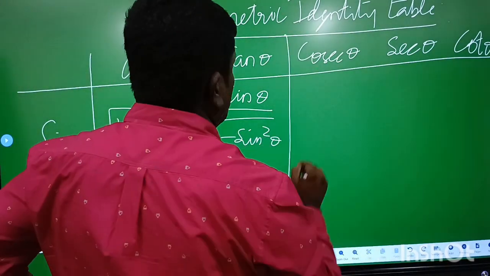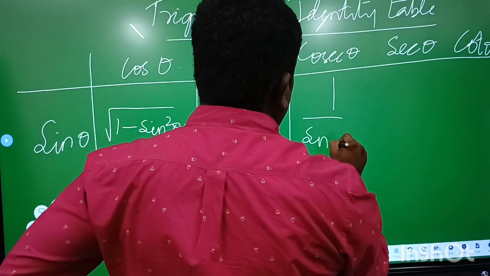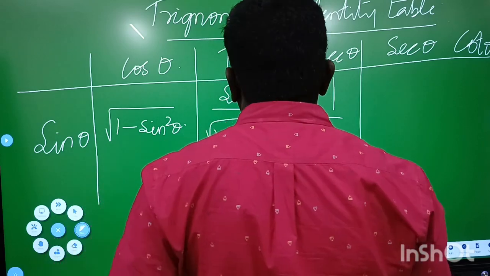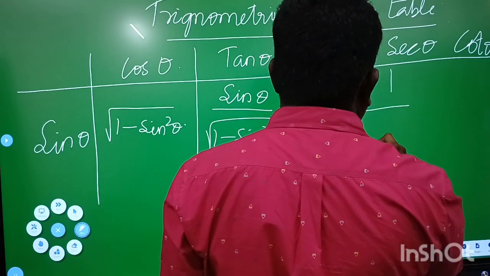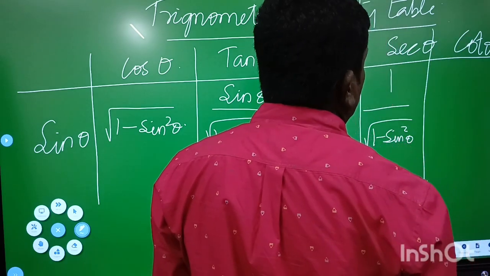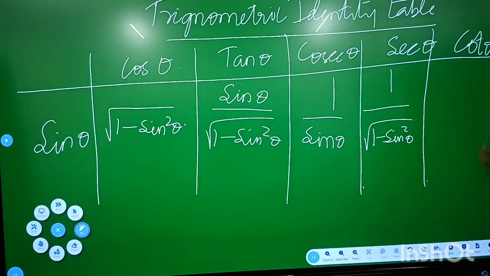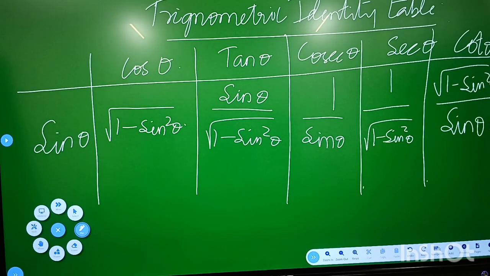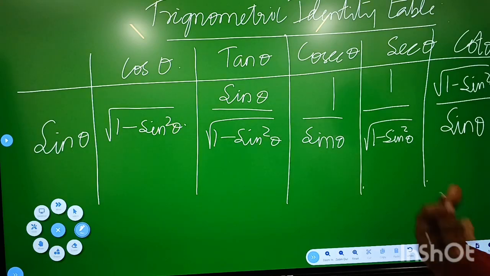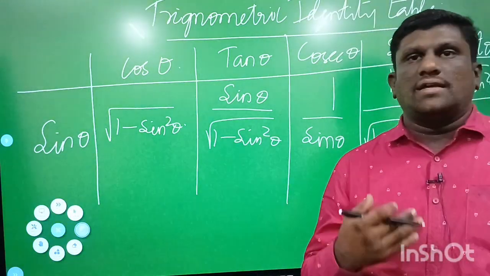Similarly, cosecant theta is easy, 1 by sin theta. Secant theta is cos theta by sin theta. So sorry, 1 by cos theta, which is 1 by root of 1 minus sin square theta. Then cot theta is cos theta by sin theta, which is the inverse of tan theta, which is root of 1 minus sin square theta divided by sin theta. So you can apply this for any particular thing and you can solve it here. Various identities. So you have to construct the table. Once you construct the table, it will be easy to solve.